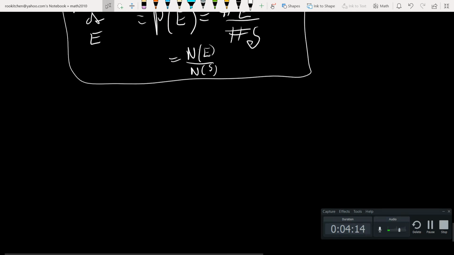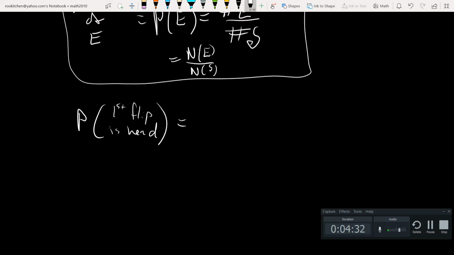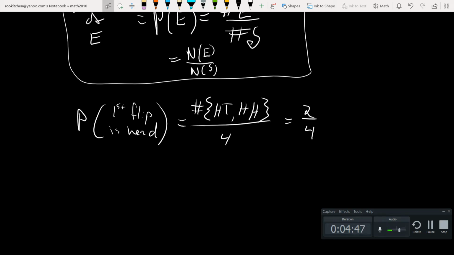Let's look at one or two more of these. The probability that the first coin is a heads. Thinking about that, what are the events in that event space? That's heads, tails. You can have heads, heads. There's only two things there, all over 4. So this is 2 over 4, which is 1/2, a 50% chance.